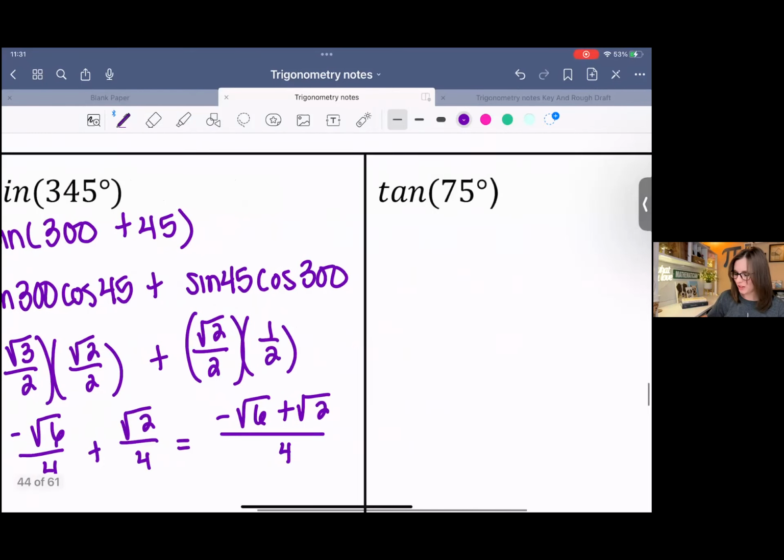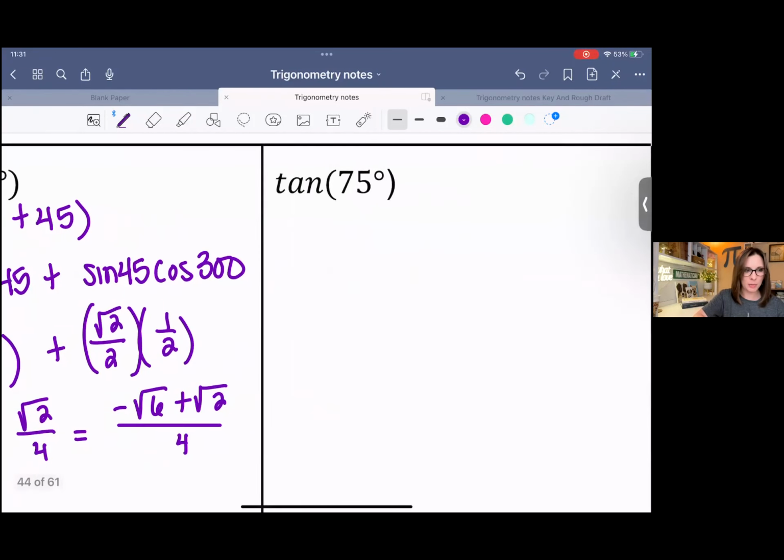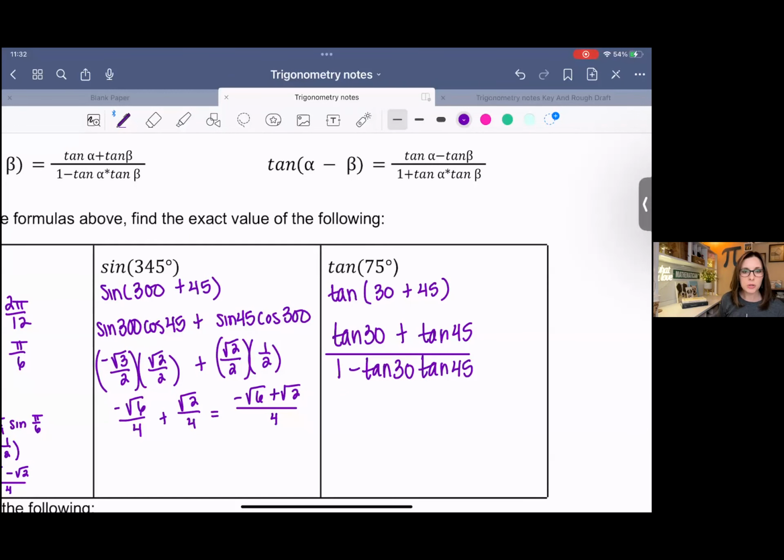Okay, next problem. Go ahead and try this one. Pause it, try it, come back. I went ahead and used angles 30 and 45. It breaks up into 15 and 60 also, but we don't know 15. So 30 and 45 are probably the safest bets here. And then I used the sum formula right here. So tangent of 30 plus tangent of 45 over 1 minus tangent of 30 times tangent of 45. Again, if you had switched the 30 and the 45, that's okay. You're gonna get the same answer.